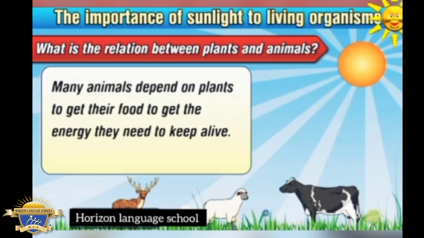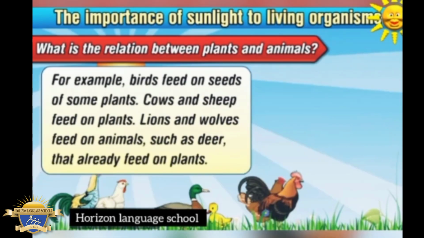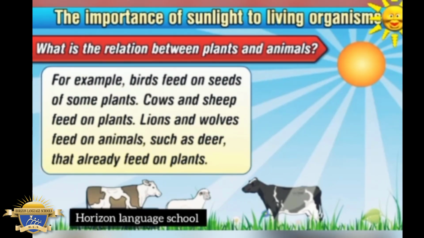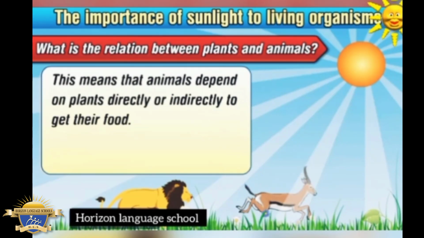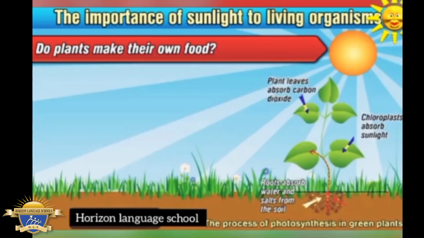Yes, many animals depend on plants to get their food, to get the energy they need to stay alive. For example, birds feed on seeds of some plants, and cows and sheep feed on plants. Lions and wolves feed on animals like deer, which already feed on plants. So this means that animals depend on plants directly or indirectly to get their food.